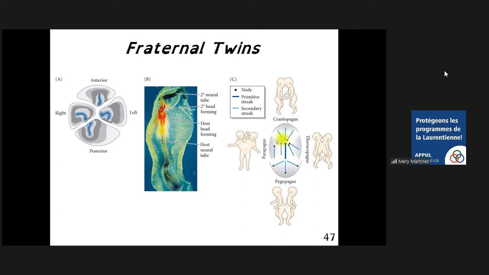Depending on where they occur, we have craniopagus, where the embryo is going to be joined by the head. Pygopagus, joined at the lower back. Parapagus is lateral joining. And thoracopagus is joined in the thorax. So depending on where that second axis occurs, then they're going to be joined.